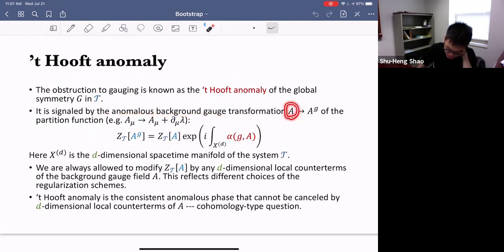So we have this background gauge field A, and we can perform a gauge transformation on the background gauge field as well as on the other dynamical fields in the system. When we perform this gauge transformation, if the partition function is not invariant, but the non-invariance is only a phase, this phase is known as the 't Hooft anomaly of the global symmetry G. Here, X_d is the d-dimensional spacetime manifold of the quantum system T. And this anomalous phase generally depends on the group element that we perform the gauge transformation by and the background gauge field.